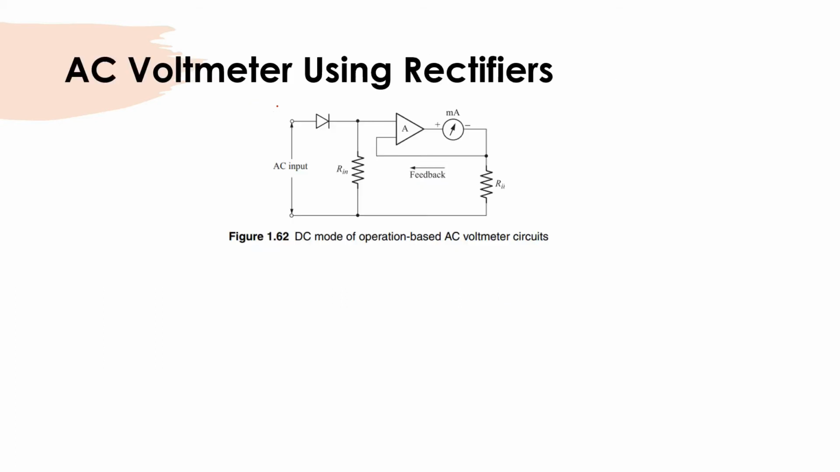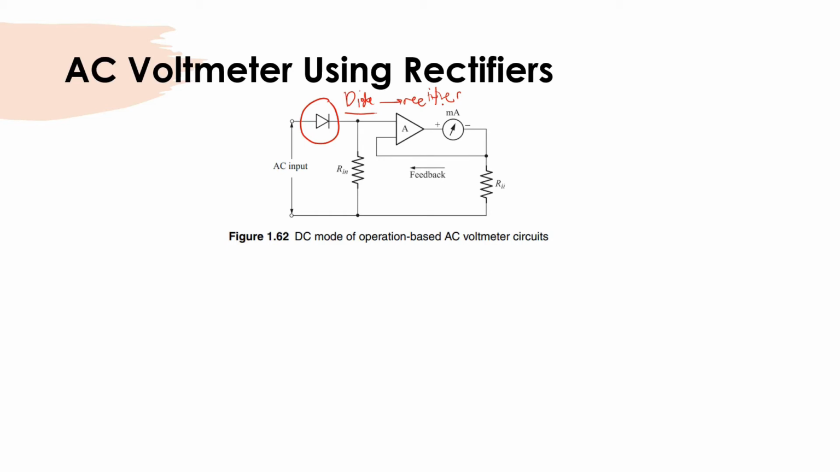And then next, we will talk about the AC voltmeter with rectifier. You can see from this figure that we have the DC mode operation based AC voltmeter circuits. Electronic AC voltmeters are similar to the DC meters, except that the AC is rectified before it is amplified to the DC meter circuit. You can see here the diode. The function of the diode is to rectify. So this is the basic difference between the AC voltmeter and the DC voltmeter.